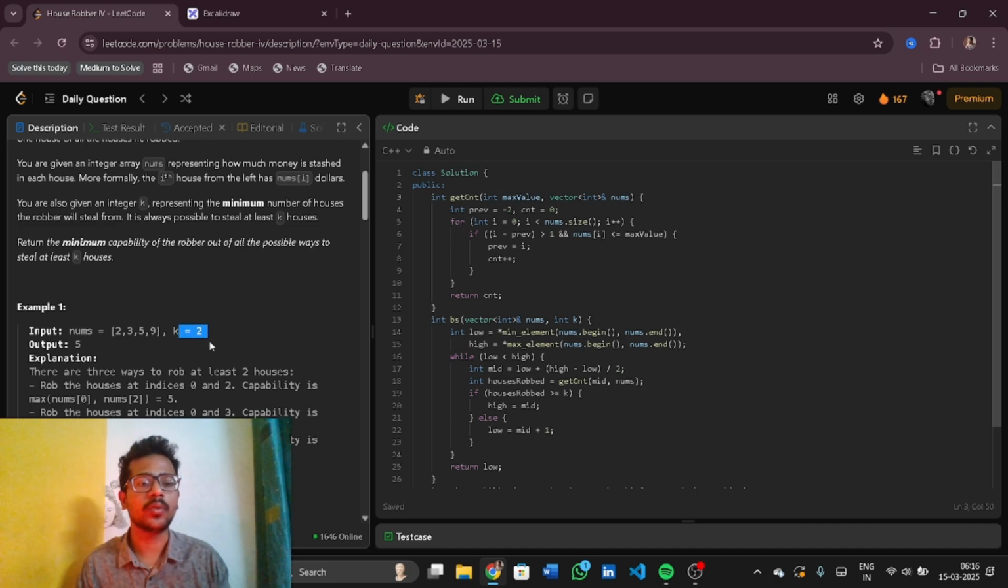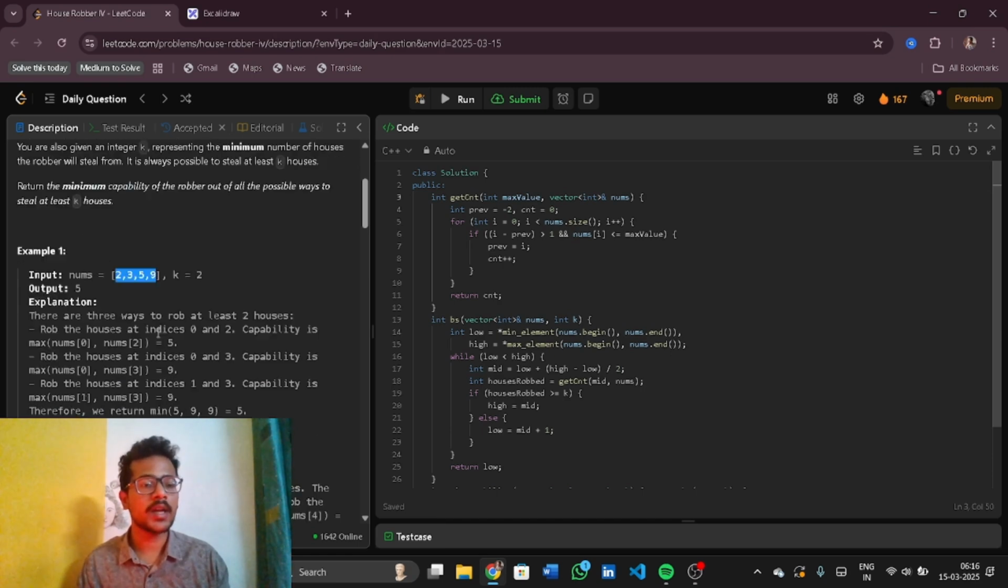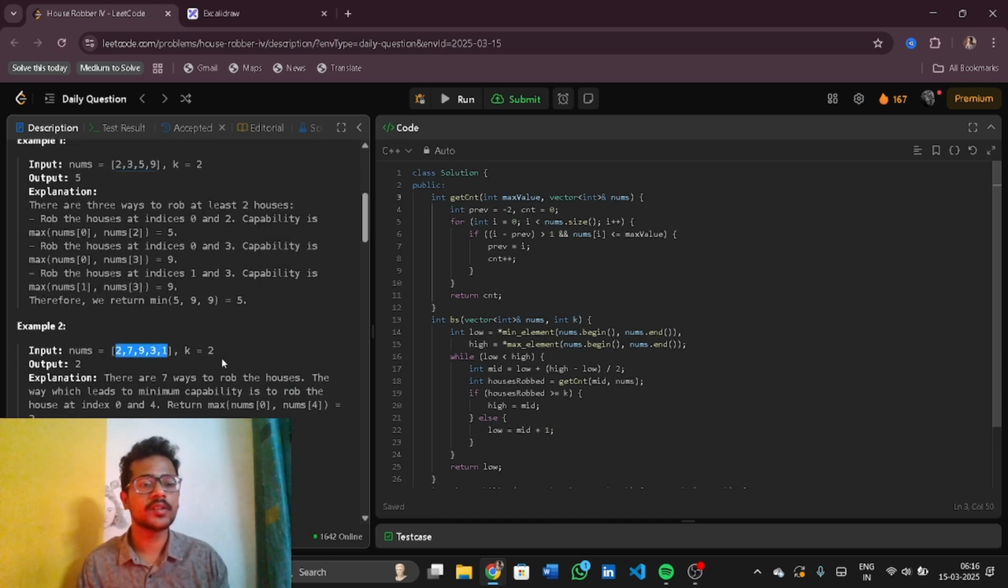Now we are given k. The robber can rob at least k houses. Even if we imagine the size is 3 and k is 2, that means he can rob at least two houses. At most he can rob 3 houses, but that is not important as k is equal to 2. We don't need the maximum number of houses he can rob. We only need the minimum number of houses the robber can rob.